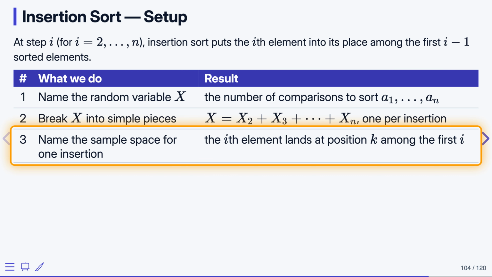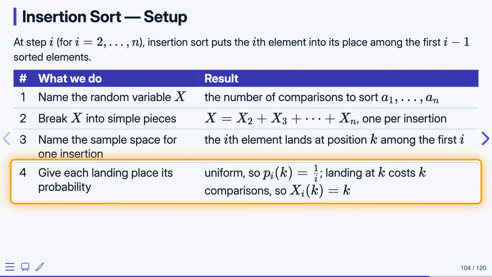Step 3, for one insertion, the sample space says where the ith element ends up. It can land at any of the first i positions. Step 4. For a random ordering, every landing place is equally likely, so each one has probability 1 over i, and landing at position k means the while loop made k comparisons.